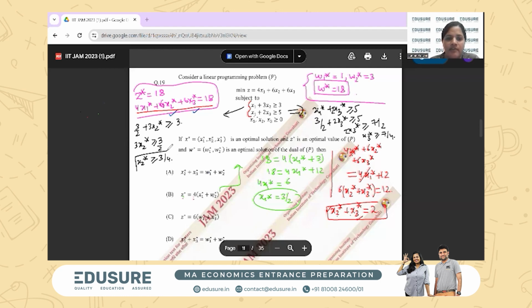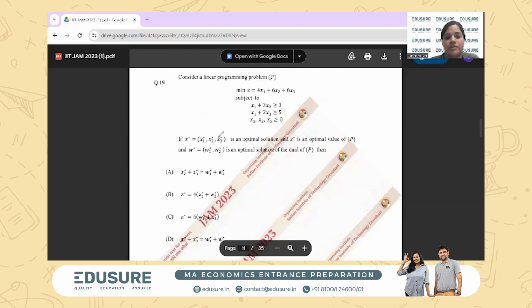Let us see whether we are getting any contradictions. I have x2 star greater than or equal to 3 by 4 and x3 star greater than or equal to 7 by 4. Let us add them. So x2 star plus x3 star must be greater than or equal to 3 by 4 plus 7 by 4, which is 10 by 4, equal to 5 by 2. So x2 star plus x3 star is greater than or equal to 5 by 2, which is a contradiction to this fact. These two conditions cannot happen together. Therefore, this is also a contradiction, so the second option is also ruled out.